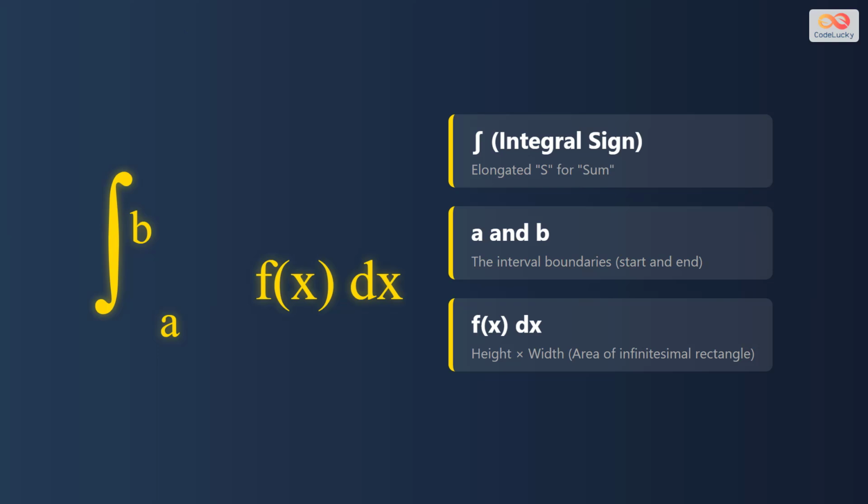Mathematicians use a specific symbol to represent this infinite sum, the definite integral. The elongated S symbol stands for sum. The letters a and b represent the boundaries of the area. The term f(x) dx represents the height times the tiny width of each infinitesimal rectangle.